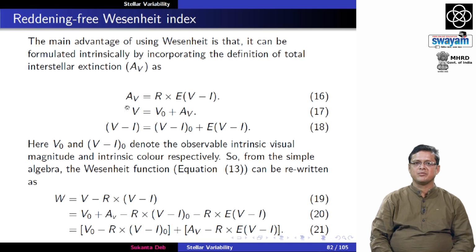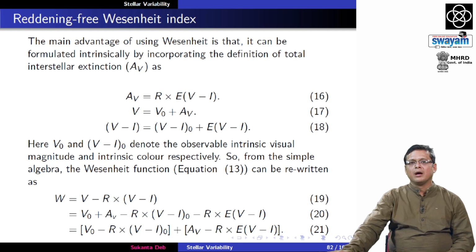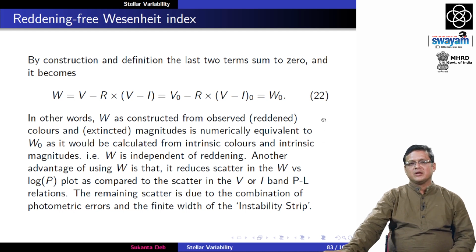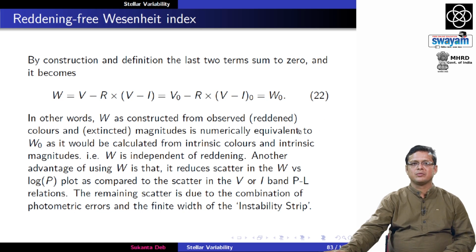So, from simple algebra, the Wesenheit function can be rewritten as W is equal to V minus R into (V−I). Now, we substitute for all these values: V is V0 plus AV, and (V−I) is given as (V−I)0 plus E(V−I). After some simplification we get that W is equal to V0 minus R into (V−I)0, which is nothing but W0. In other words, W as constructed from observed reddened colors and extincted magnitudes is numerically equivalent to W0, as it would be calculated from intrinsic colors and intrinsic magnitudes. That is, W is independent of reddening.